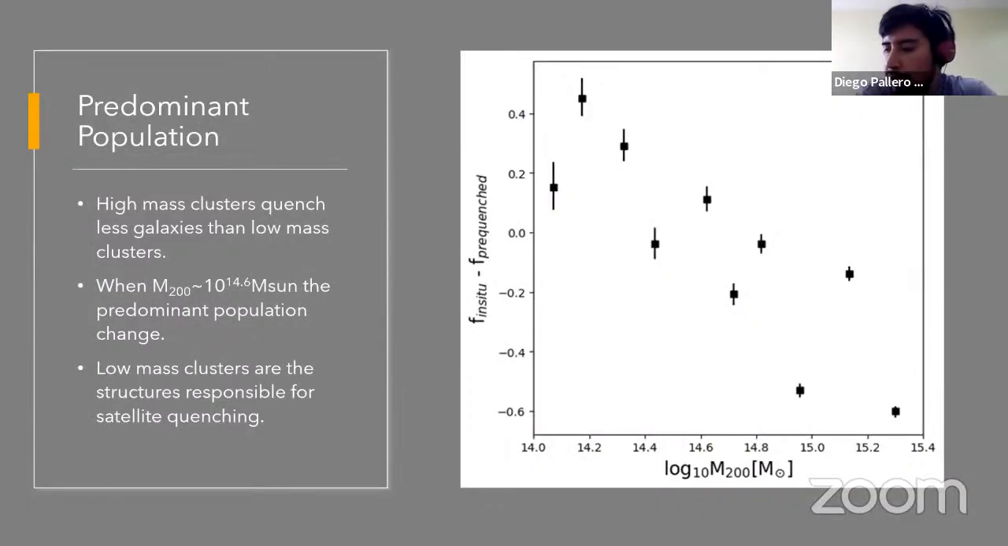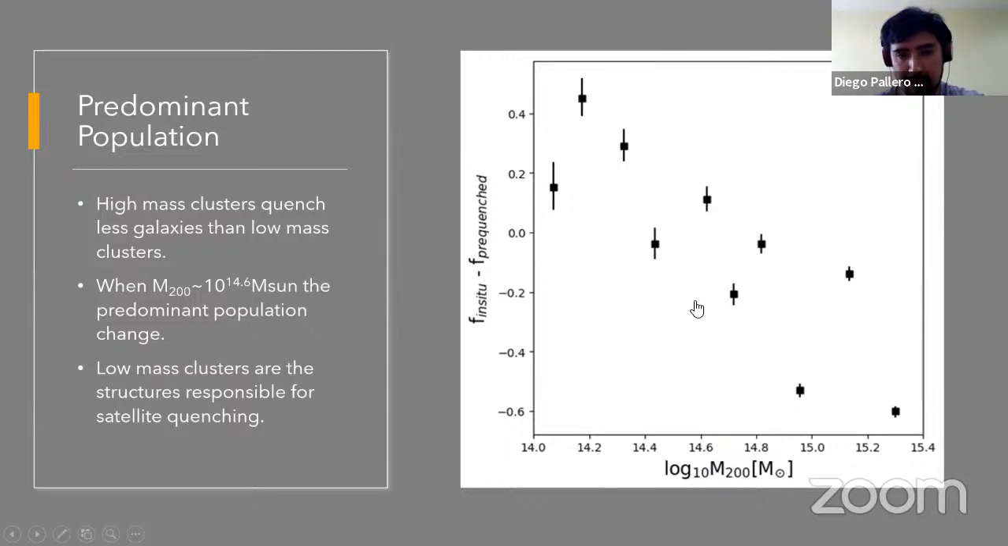So first of all, we wanted to understand at which mass we could see this change in the population that dominates within galaxy clusters between the quenching of the galaxies within the same structures that we are studying and the pre-quenching that we were finding toward more massive structures. And in this plot here, you can see how the dominant population changes with cluster mass.